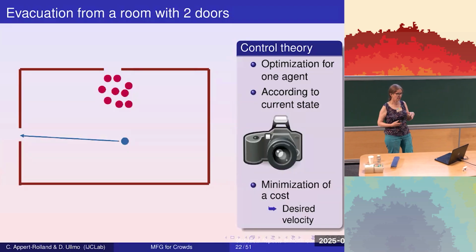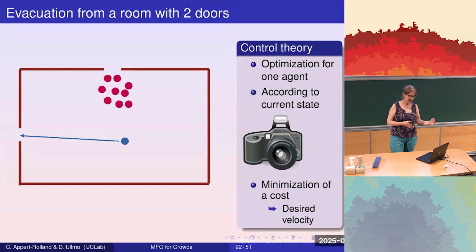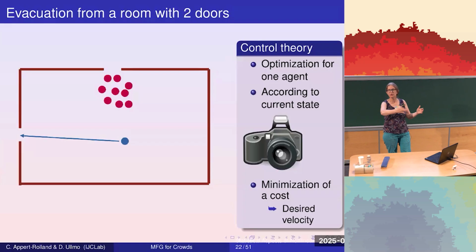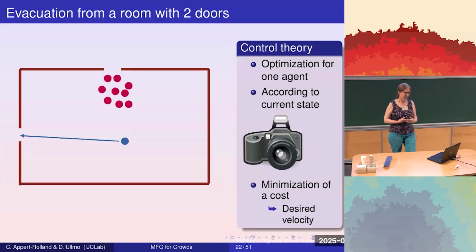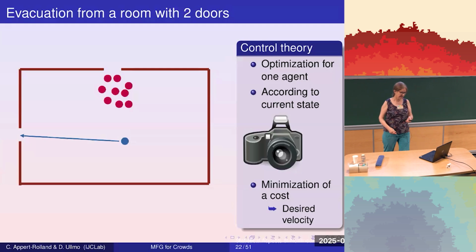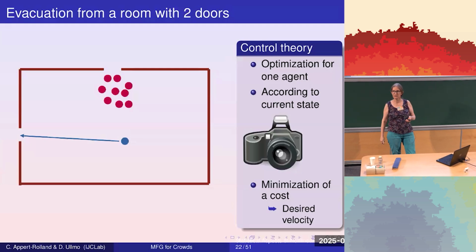And this is more control theory. You optimize just for one person according to a state that you know, and you want to minimize the cost. So you have to decide what your cost is, and this will give you your desired velocity.